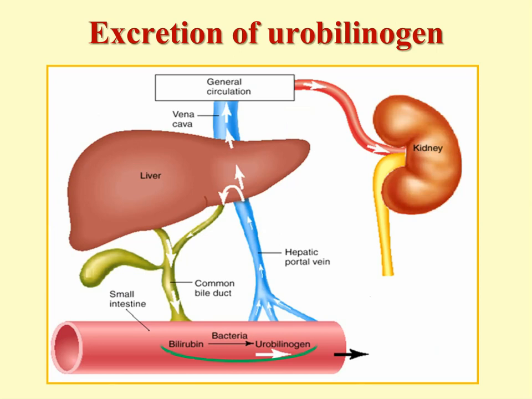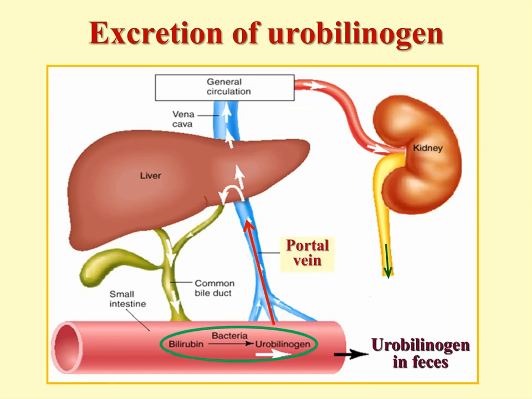Excretion of urobilinogen. Let's observe. Bilirubin is converted by bacteria into urobilinogen, and this substance partially is excreted through the gastrointestinal tract and partially is absorbed back to blood and then is released by the kidney in urine. This is the final way of excretion of bilirubin.